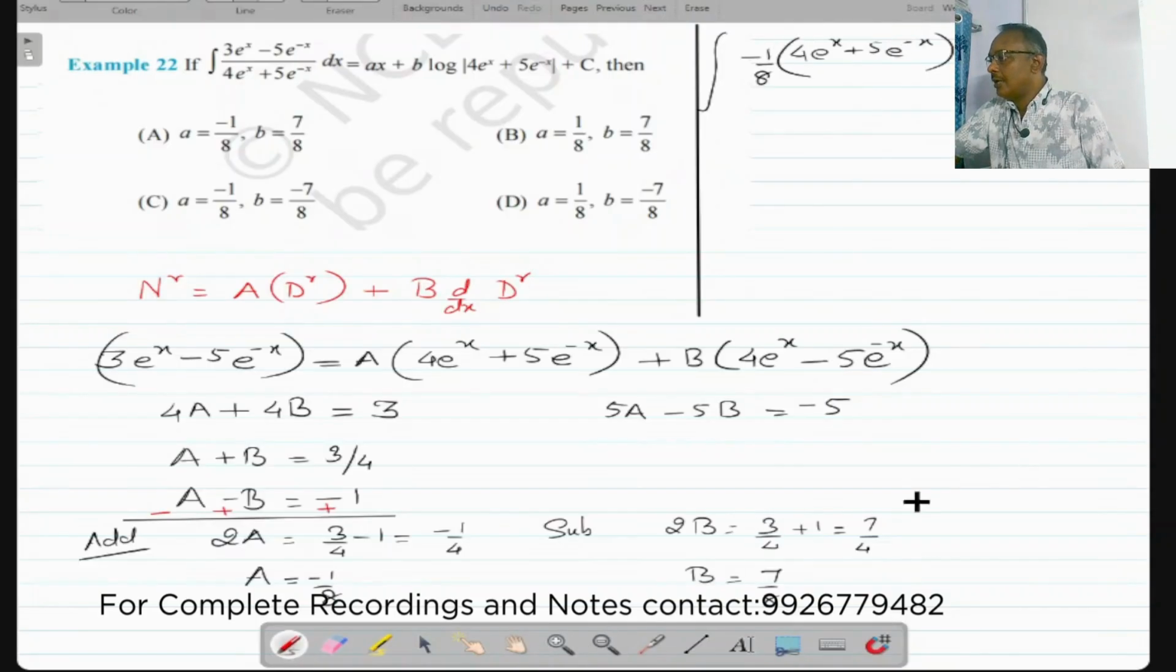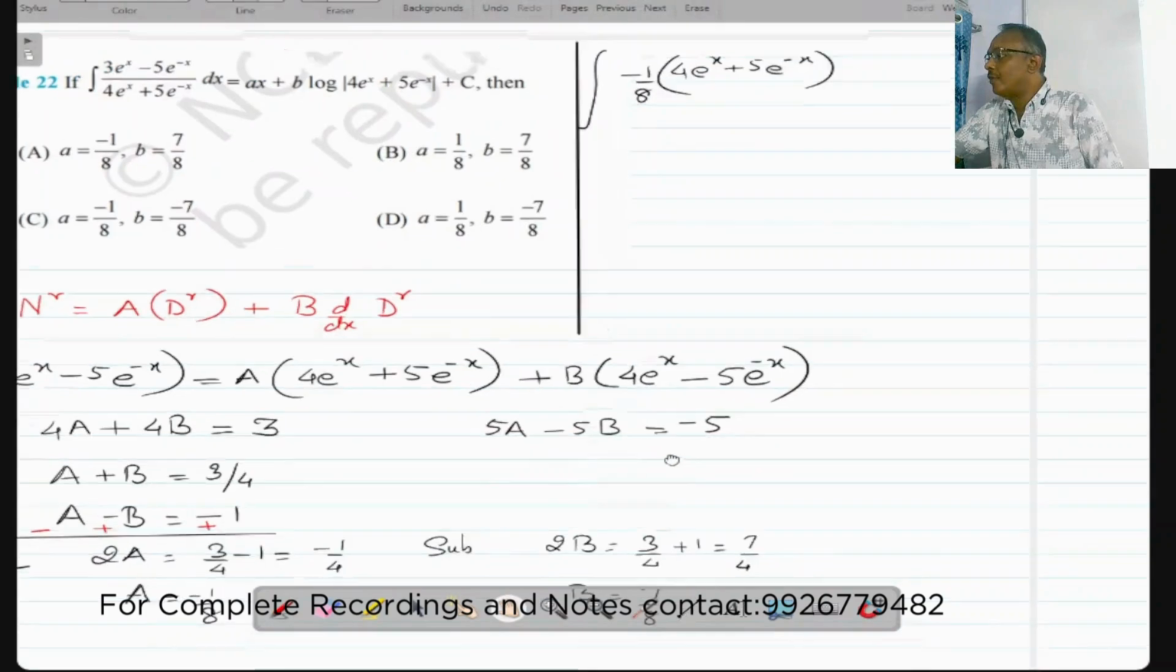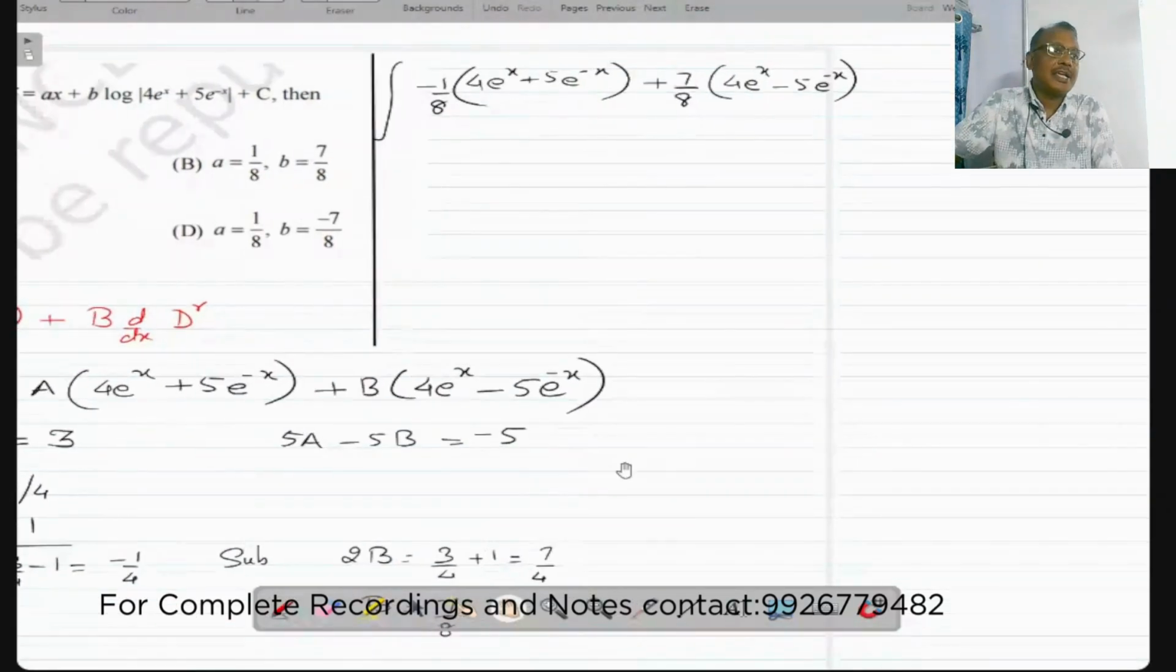सही है? And then what is b? 7 by 8 times of, this is b, that is 4 e to the power x minus 5 e to the power minus x is what is b. सही है?